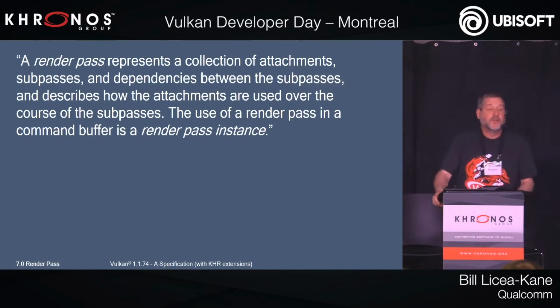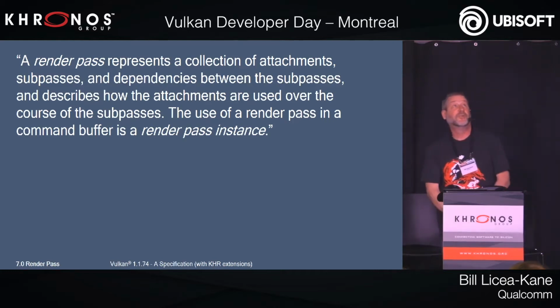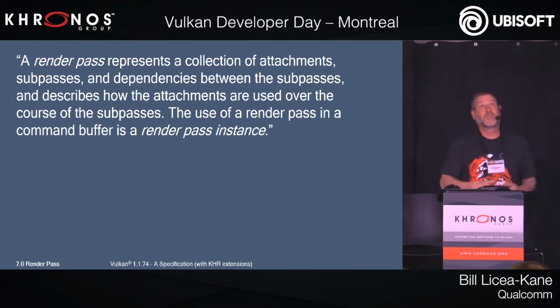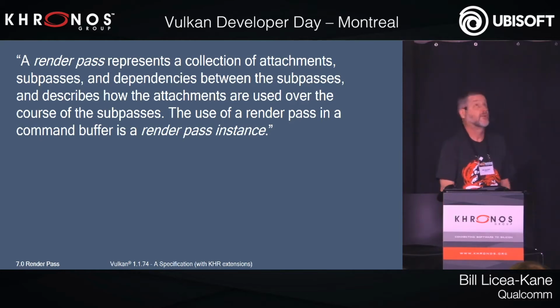So we're talking about render passes and subpasses today. I wanted to start with, apologies to Prince Hamlet, words, words, words. Go back to the source of the great bards who wrote all the specifications, and I'll just read through what a render pass is. A render pass represents a collection of attachments, subpasses, and dependencies between the subpasses, and describes how the attachments are used over the course of the subpasses. The use of a render pass in a command buffer is a render pass instance.